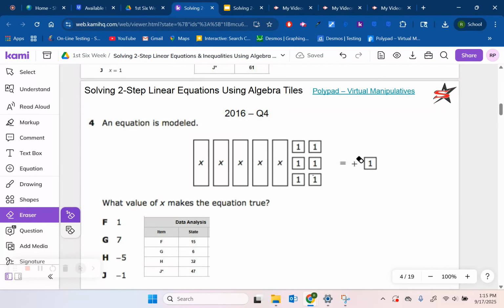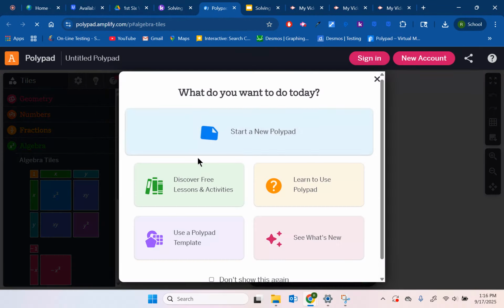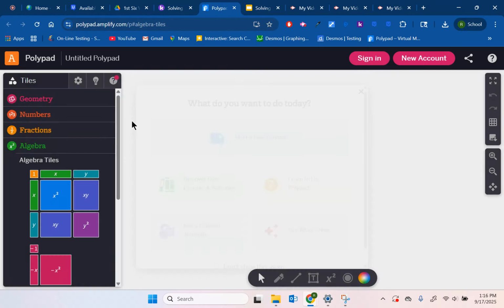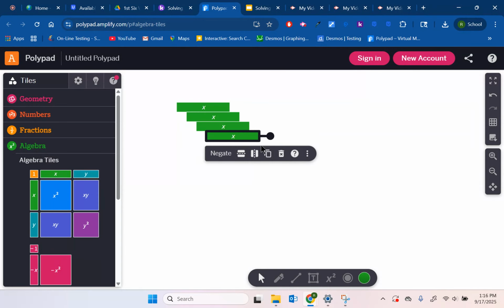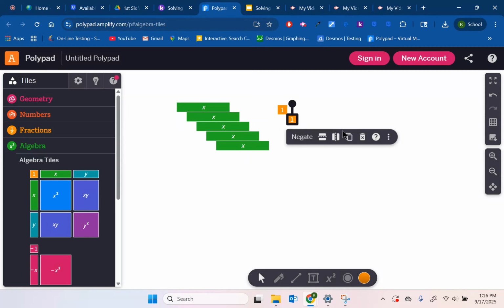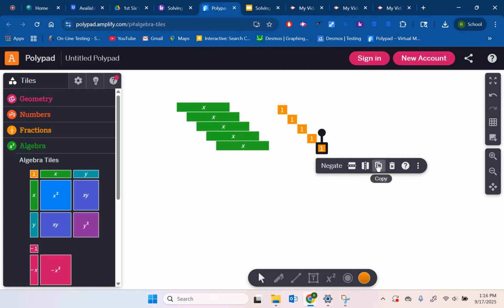So 5x plus 6 equals 1. So we're going to be using, let me go and pop open the website for Polypad. 5x plus 6 equals 1. And I'm going to do it this way. I'm going to lie down because it just makes more sense that way. 2, 3, 4, 5, 6. 2, 3, 4, 5, 6. I'm going to put an extra one here just because it's equal to 1.